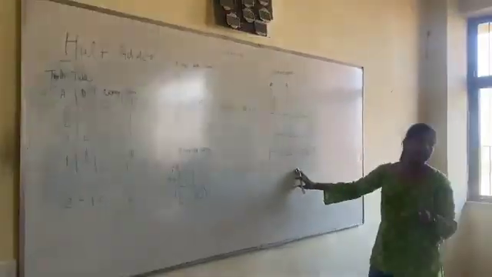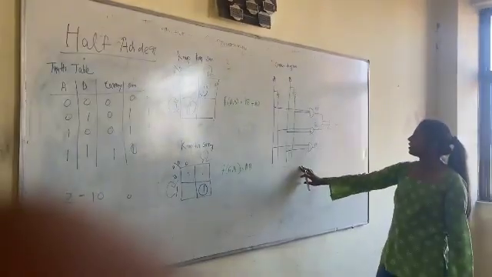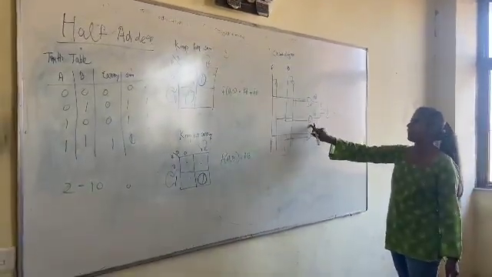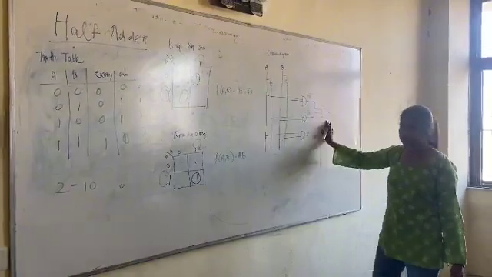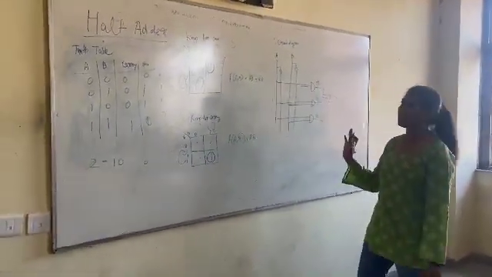So this is the circuit diagram for this half adder. We have connected with this first AND gate and a NOR gate. Hope you all understand the half adder concept.